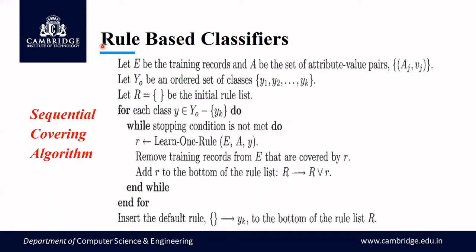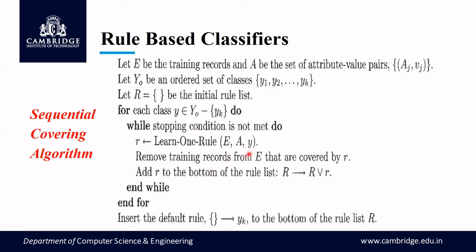Okay, so here, as I told, you can see the training records will be there and the attribute value space. So first thing, you will have the training set. That's all. So you have an ordered rule set. Also, you have the initial rule set, that is the empty rule. So here for each class, based on this class, what I'm going to do, until the stopping condition is met, I'm going to apply the learn one rule function, and I'll be adding the rule to the bottom of the list. So once the stopping condition is met, I'll come out of everything and then I'll insert the default rule. So this is the sequential covering algorithm. Okay, so you can take a snapshot of this and write it in the notebook.